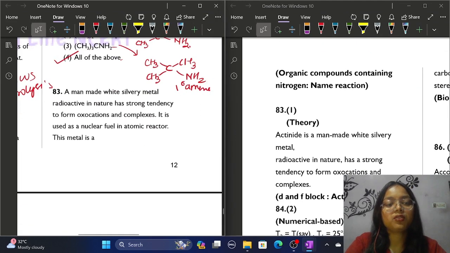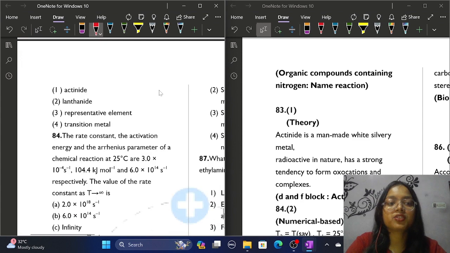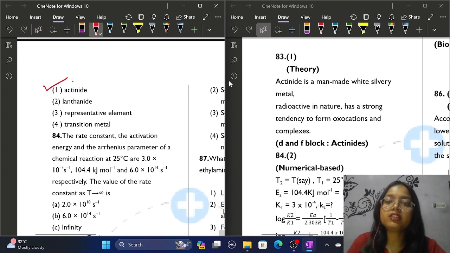Question number 84. A man-made white silvery metal, radioactive in nature, has strong tendency to form oxocations and complexes. It is used as a nuclear fuel in atomic reactors. This metal is, okay. So what is this metal? Options are actinide, lanthanide, representative elements and transition metals. Okay, so we know that the actinoids are radioactive metals and capable of forming oxocations and complexes. So option A, actinide, is the correct option here.